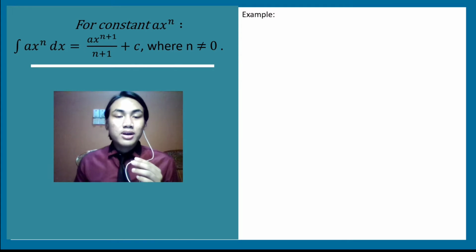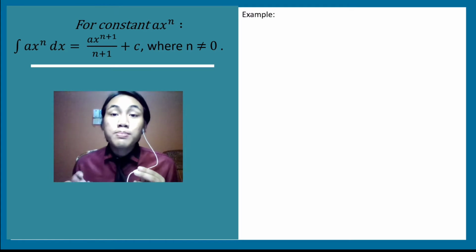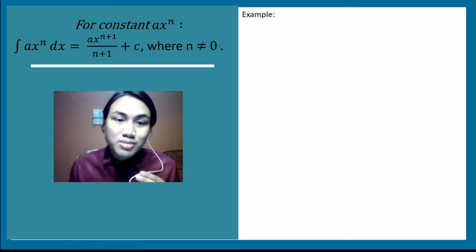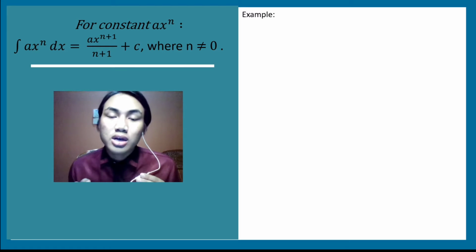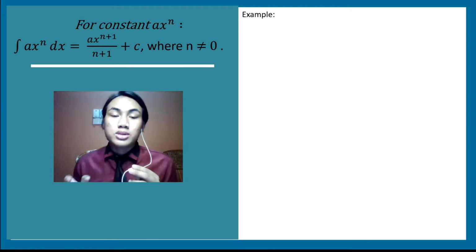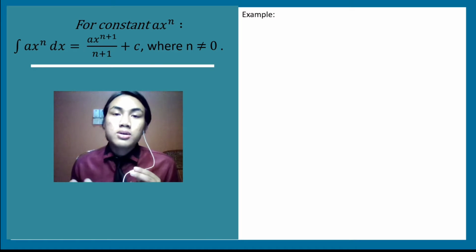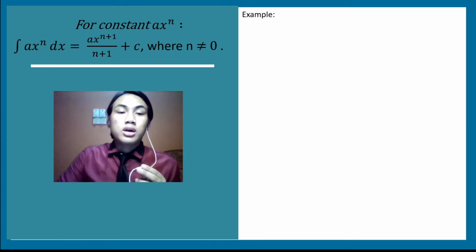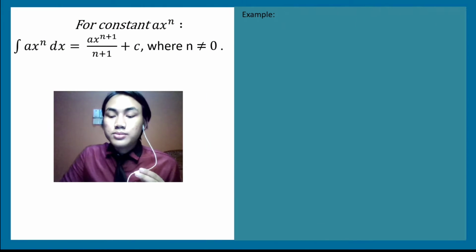For as to the power of n, we have the formula: the integral of as to the power of n ds is equal to as to the power of n plus 1 over n plus 1, plus c, where n is not equal to 0. The c is compulsory and important for you to write. Don't forget it. So let's do some examples.